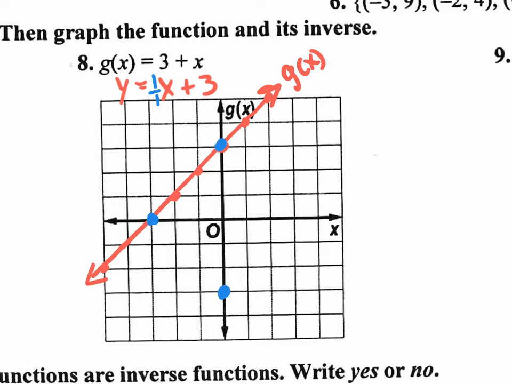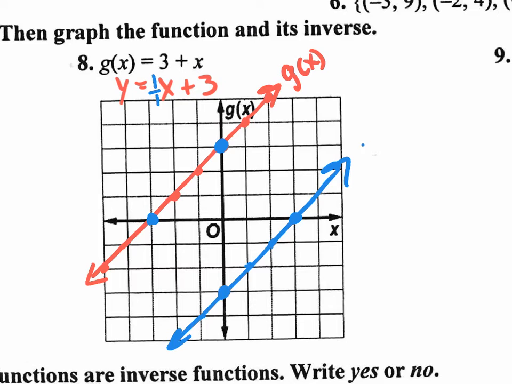Let's do this coordinate up here. What's that coordinate right there? That's 0, 3. What's the inverse of 0, 3? 3, 0. So put the dot right there, 3, 0. And as you could see, you're going to end up with this line right here.